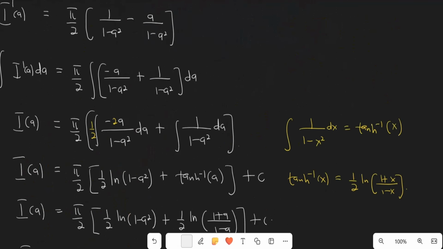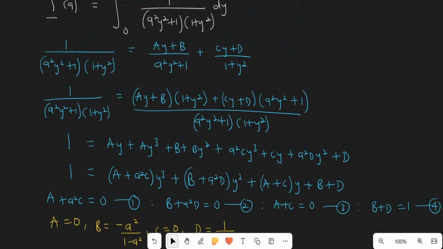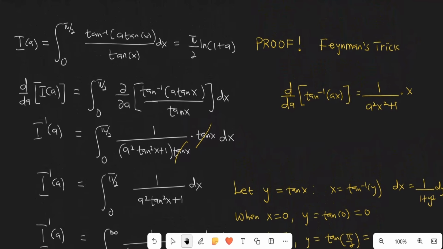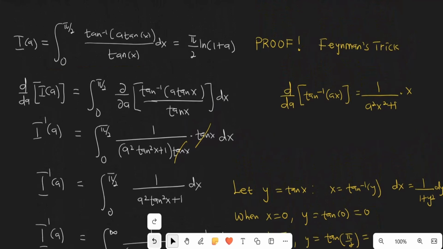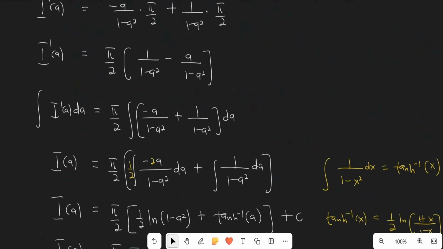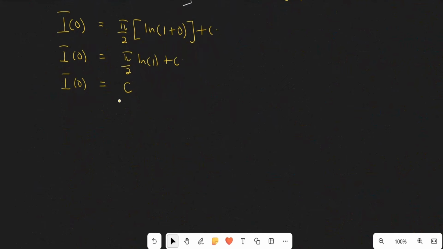But what is I of 0? So let's go up to find what I of 0 is. To the very top, from the very beginning, this is our I of a, right? So when we plug in 0 here in place of a, what are we going to get? That is going to be the tan inverse of 0 times this one, which is going to be 0, and tan inverse of 0 is 0. So from our original integral, I of 0 is equal to 0. So when we go to the bottom here, we have c equal to I of 0, and I of 0 is 0. So the constant is equal to 0.